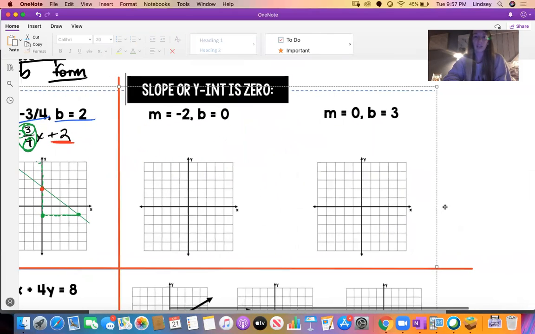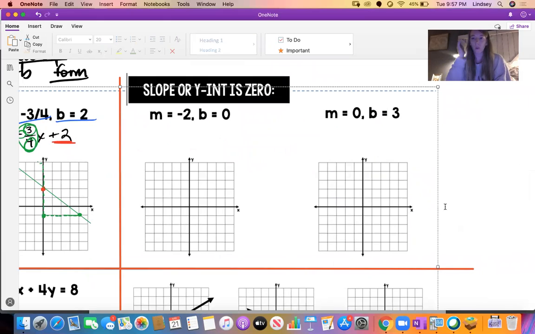So now let's do it if your slope or your y-intercept is 0.